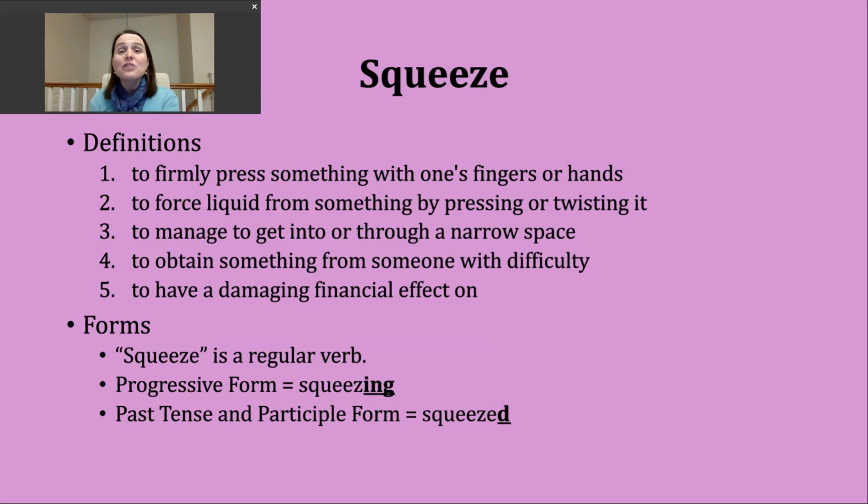You should know that the verb squeeze is a regular verb. To make the progressive form of this verb, you're going to drop the E on the end because we have a vowel consonant E pattern, and then we're going to add ing to form squeezing. The past tense and participle forms of this verb can be made by just adding the letter D since this verb already ends in an E.